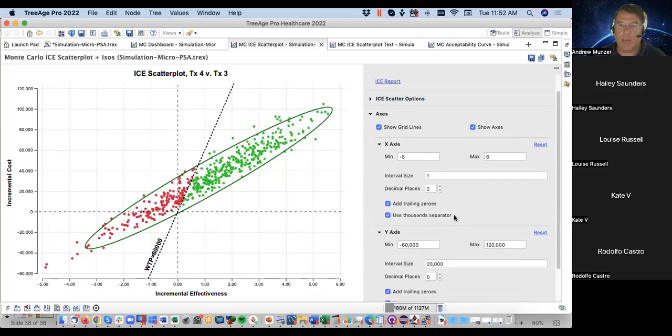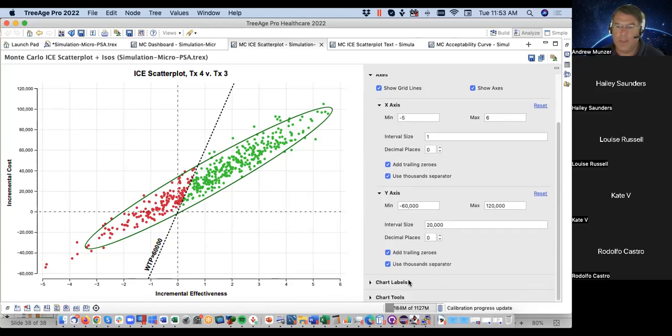Right, I want more decimal places in the legend. Now, I don't think I need that. In fact, I don't need any. Turns out I don't need any because they're all integers, so I can get rid of them. I could change the labels.